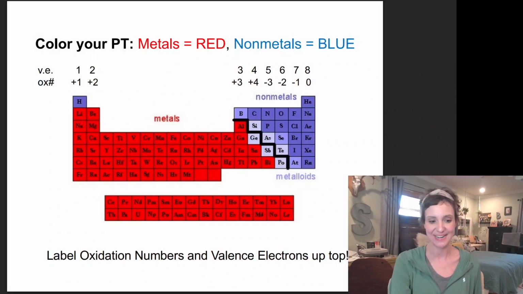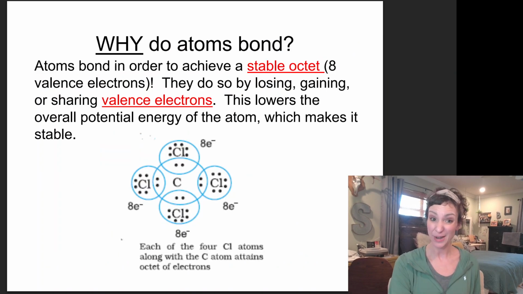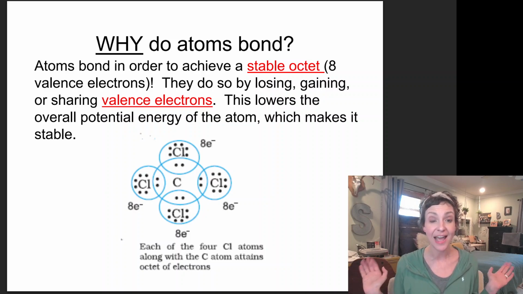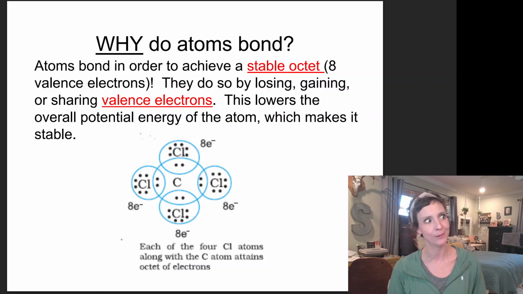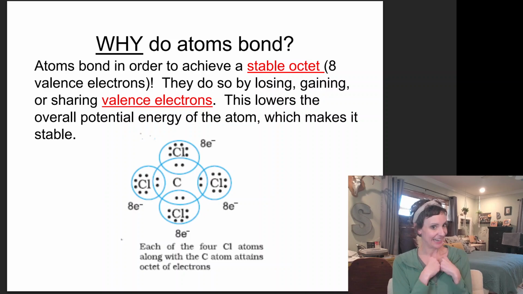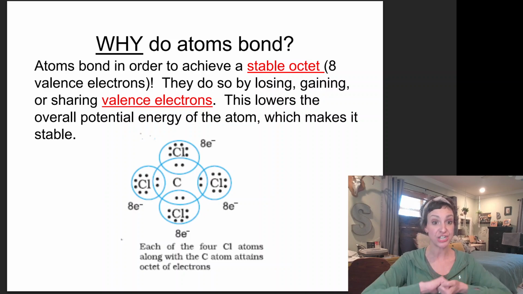different bond types. Okay. So we've colored our periodic table. Now we got to know, well, why? Why do atoms bond? Atoms bond in order to achieve a stable octet, which we've heard before, that is 8 valence electrons. They do so by, oh, here we go, losing, gaining, or, oh, y'all, they can even share their valence electrons.